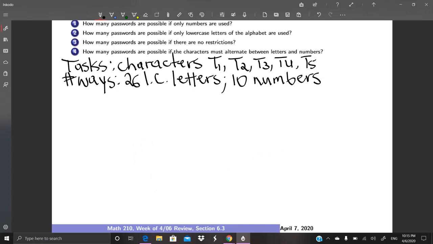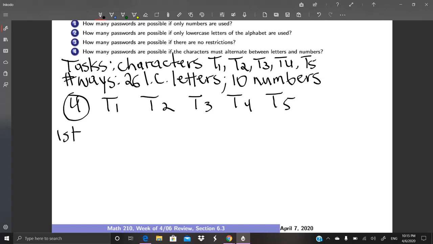So what I mean by that is, all right, number 4. Let's say I'll put T1, T2, T3, T4, T5 above here, and I'll do 2 ways. So first way, and then I'll put the second way here.